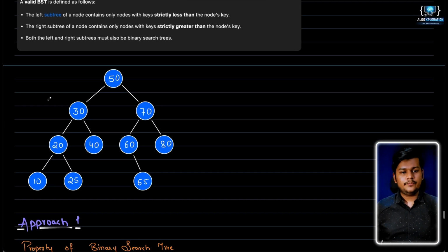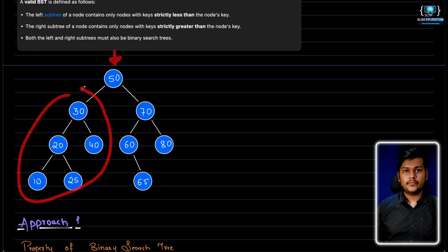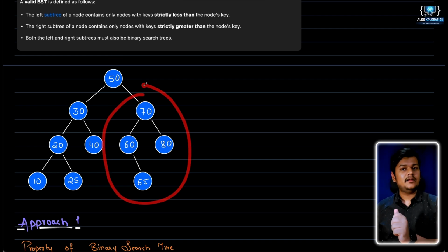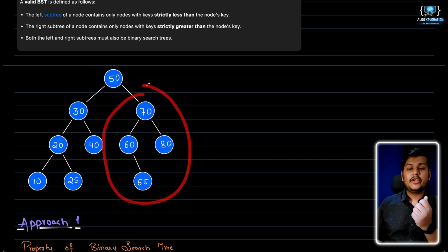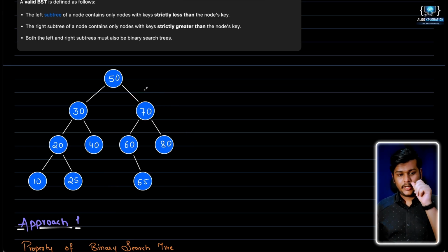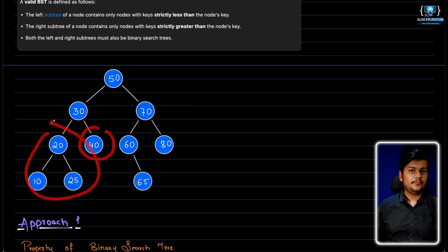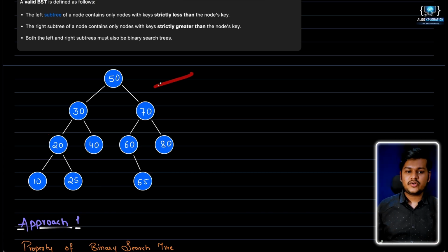If you're standing over here, basically this is a tree. The values on the left hand side of 50 should be lesser than 50, and on the other hand, on the right hand side of 50, it should be greater than 50. Again, it should be strictly lesser than and strictly greater than, and this is applicable for each and every node. If I'm standing over here, the values on the right hand side should be greater than 30 and the values on the left hand side should be lesser than 30. You can analyze this tree on your own as well. You will get to know that this is a BST.